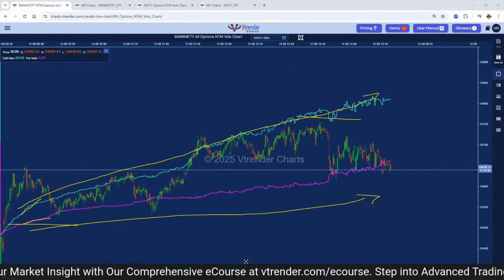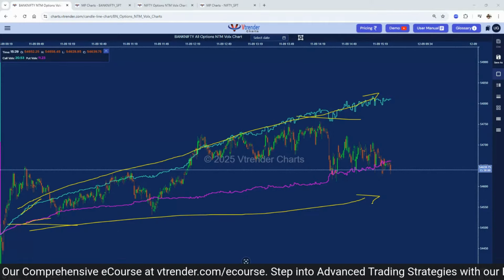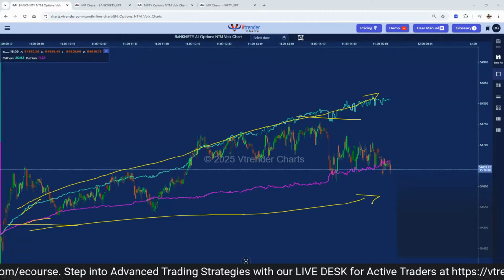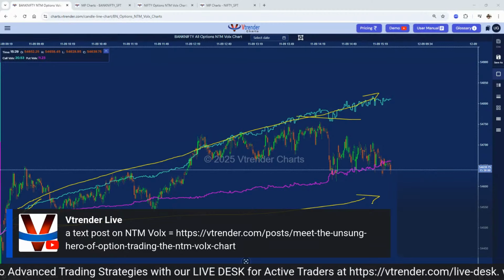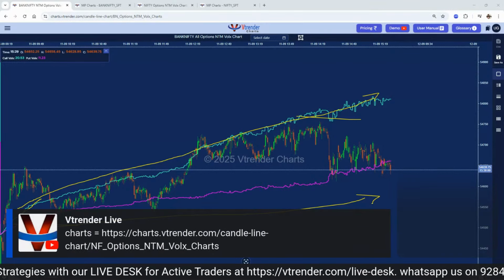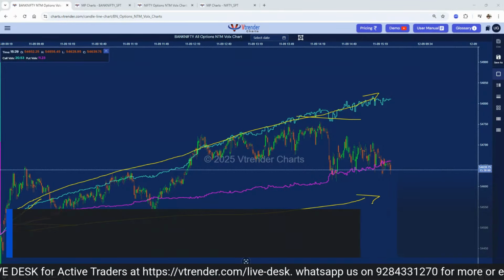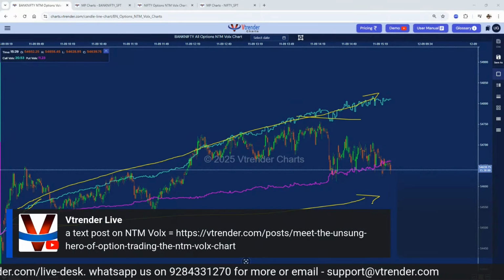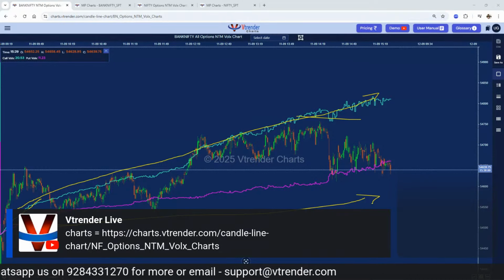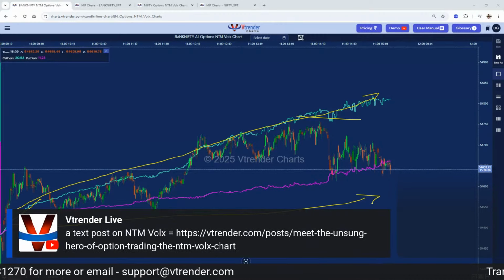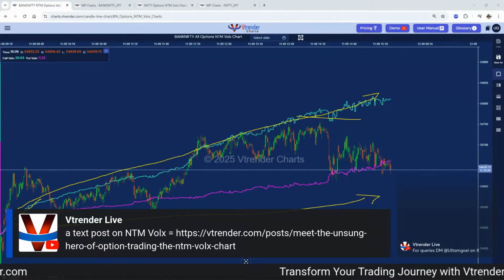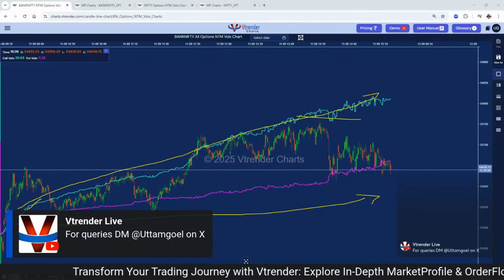We have a couple of articles on the website which explain what this chart is and how you can make use of it. We have shared the link, and we call it the unsung hero of option trading, the NTM Volume X chart. We have explained in detail how you can use this chart, what its elements are, and when the chart is showing peak imbalance, meaning the market is in control of writers, so it is better you wait for a better opportunity.